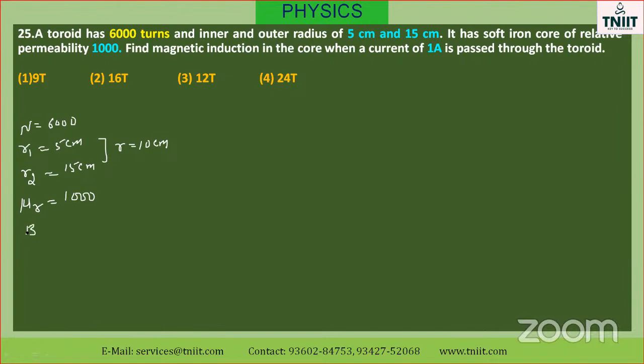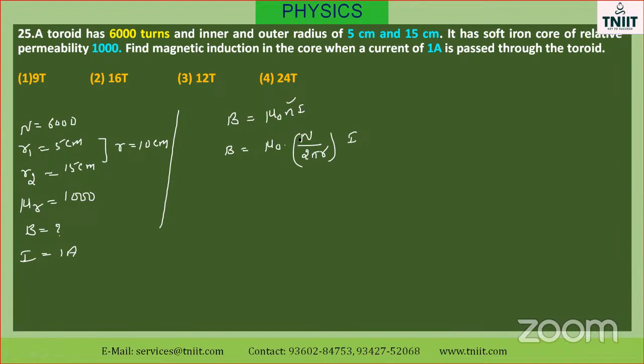Now they are asking you to find the magnetic induction in the core for a current of 1 ampere in the toroid. What is the formula for the magnetic induction for the toroid? Have you remembered? Magnetic field for the toroid is given by mu naught n i, where n represents the number of turns per unit length. That can be taken as N divided by the circumference, into I. In the toroid, the total length is the circumference, no? So B is equal to mu naught N I divided by 2 pi R.